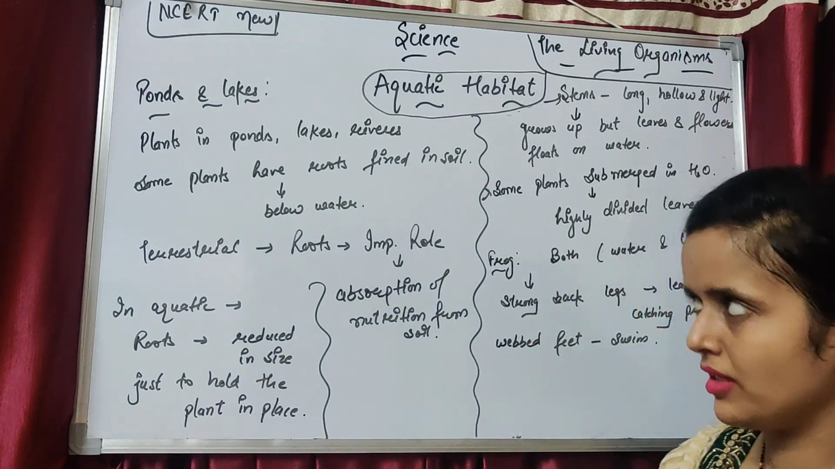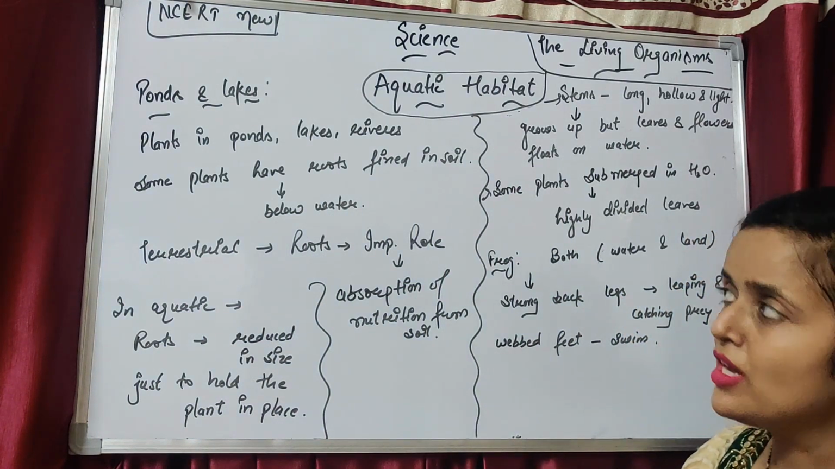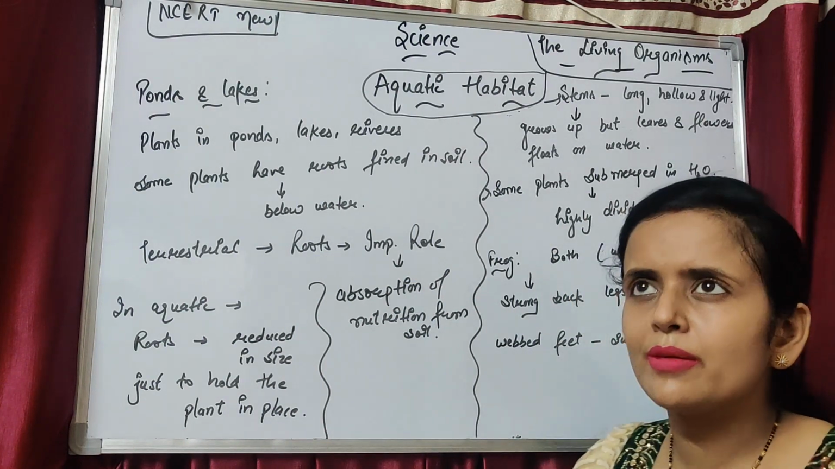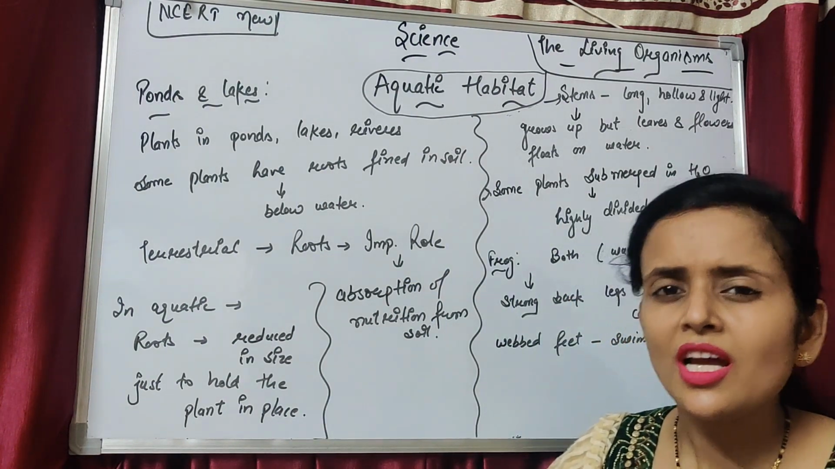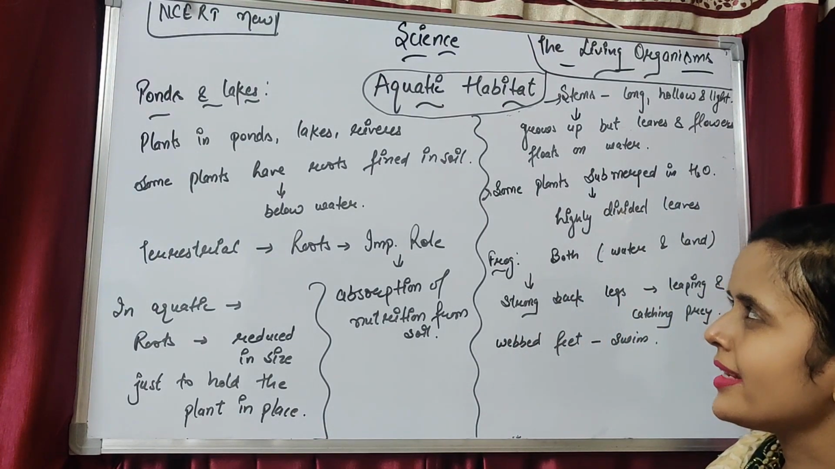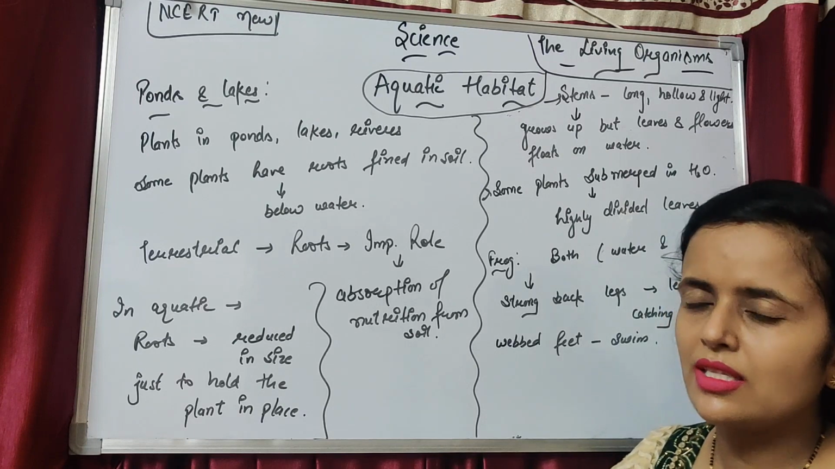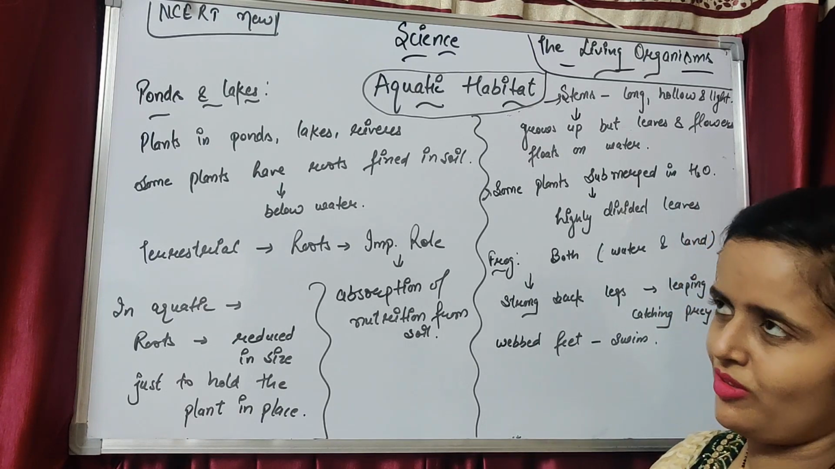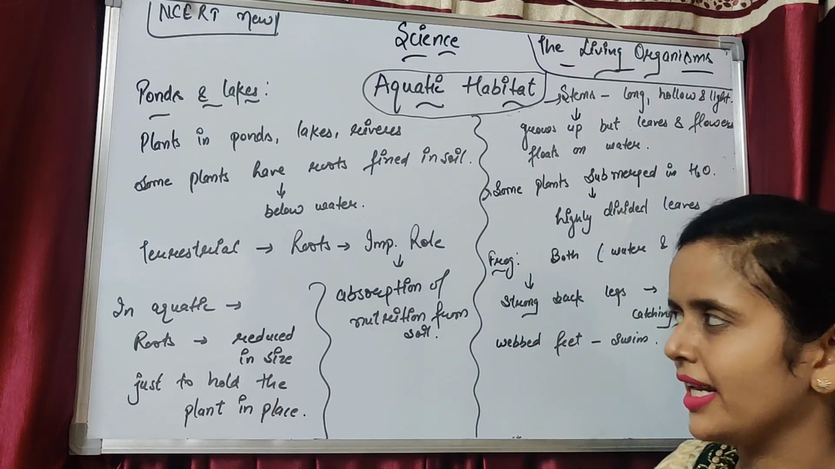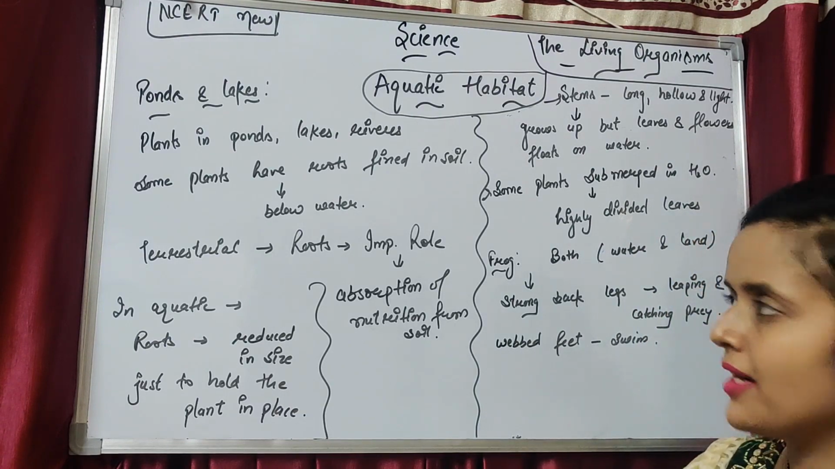If you see these things in your real life, you will observe there are small plants. Some are inside the water, some leaves are floating on the surface. You have to observe different types of plants in ponds, lakes and rivers. So we will discuss these plants and the frog also, the most important animal in the aquatic ponds and lakes. Okay, so let's start.